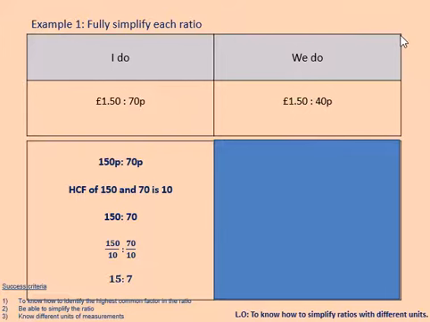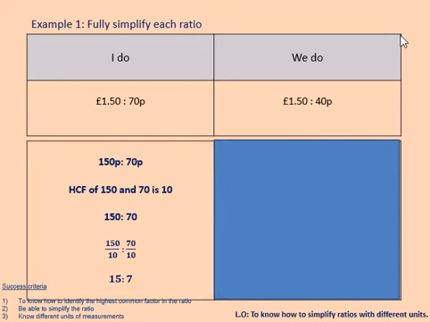Right, okay, so as we said, the learning objective is to know how to simplify ratios with different units, and we're asked to fully simplify each ratio. So for the I do, we've got £1.50 to 70p, and for the we do, we've got £1.50 to 40p.